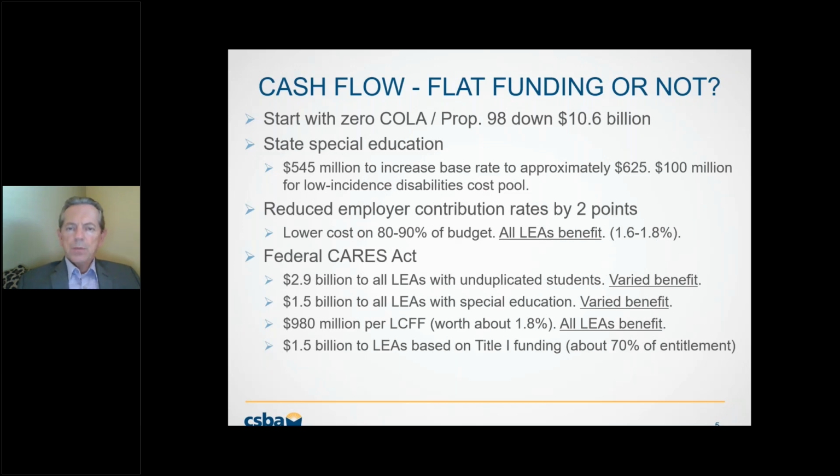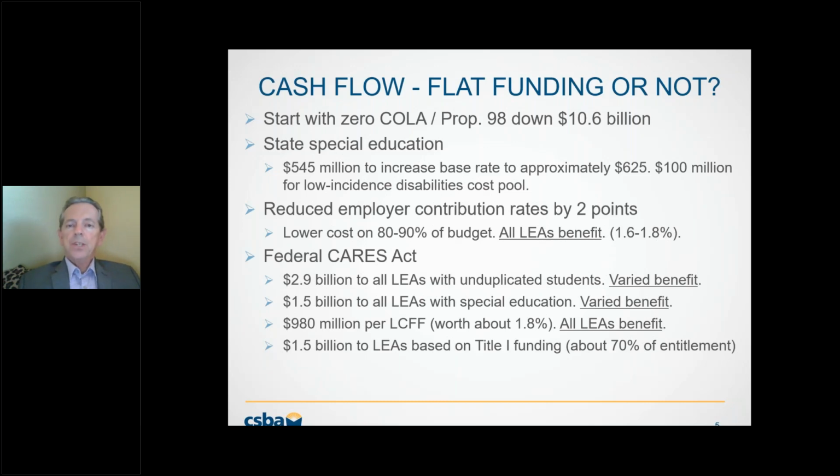Those 2 percentage points are based on about 80 to 90% of your budget. You are about 80 to 90% people; that's where you're spending most of your revenue. So that equals about 1.6 or 1.8%. The previous bullet on special education, where I said the benefit varies, this benefit is across the board. Whether you're a county office or a school district, you are going to get this reduction, and it's in both your certificated staff, CalSTRS, and your classified staff, CalPERS.